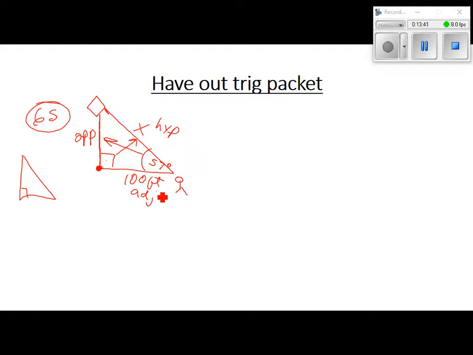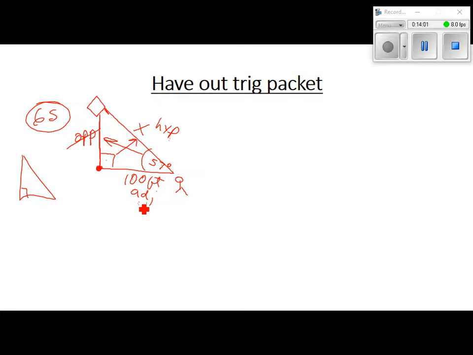We know this one. We want to keep as many numbers in our problem as possible, right? Because that makes it easier. We're looking for that one. Do we know this one? Do we want to find it? No, they didn't ask us to find it. So which one don't we care about? The opposite.